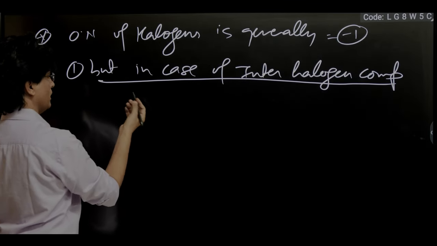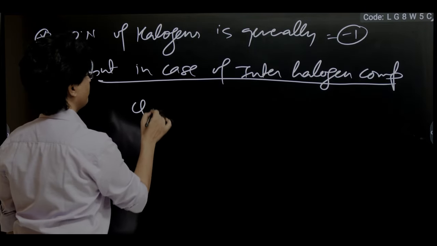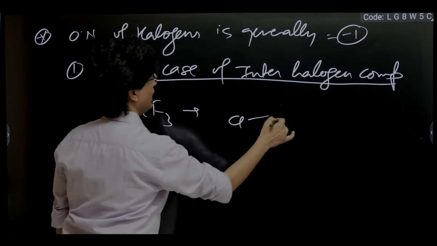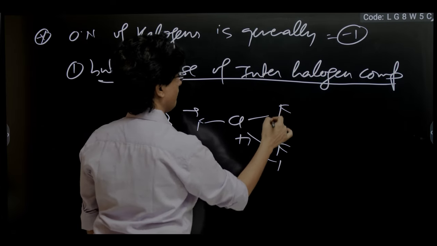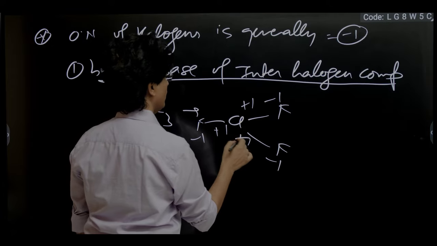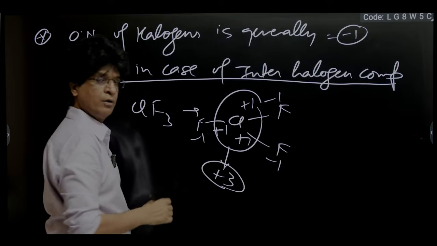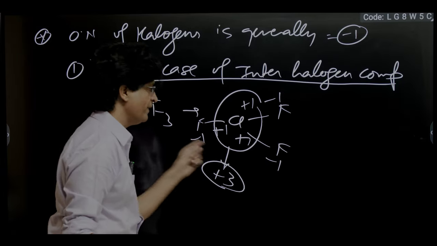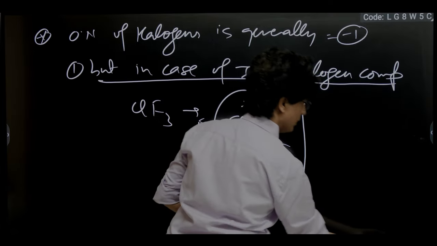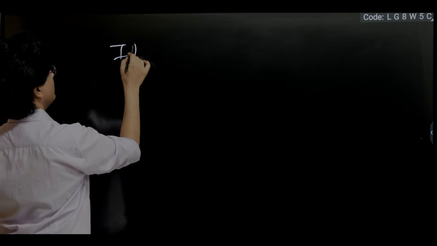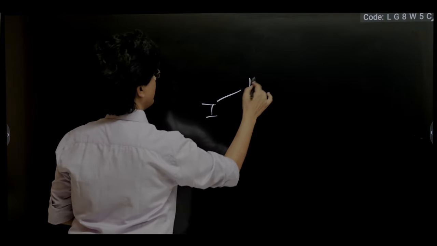For example, Cl is normally minus 1, but in ClF3, each bond gives minus 1, plus 1, minus 1, plus 1, minus 1 and plus 1. So out here chlorine is plus 3 overall. Fluorine is most negative, it will always be minus 1. Okay, but chlorine is here plus 3. Similarly, we can have IF7.